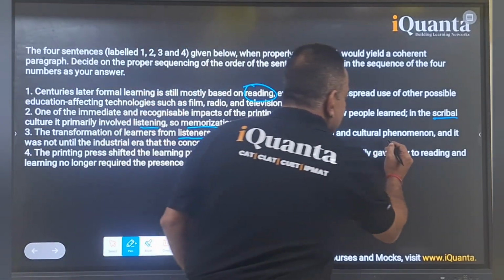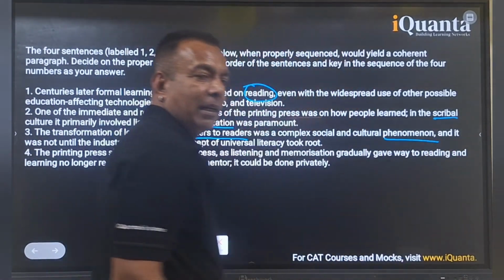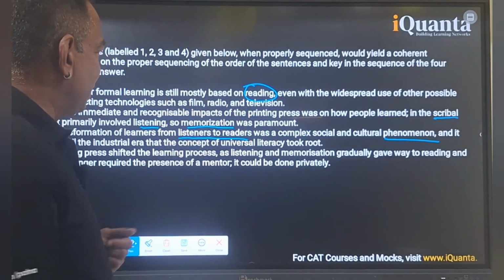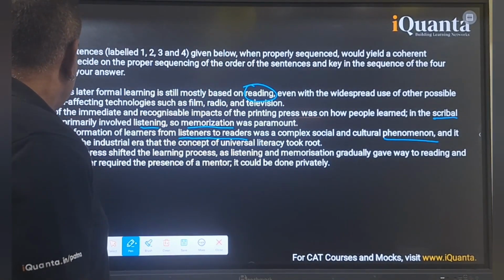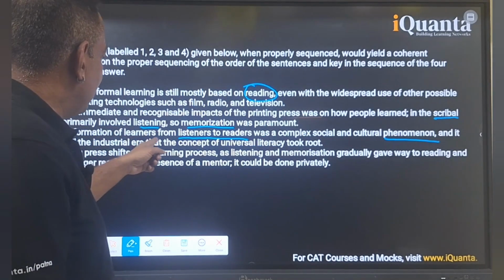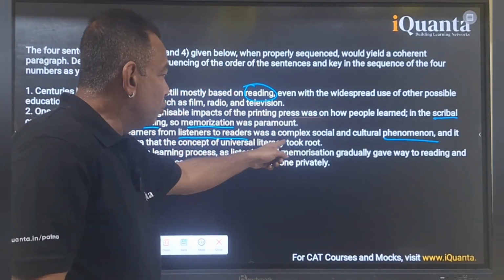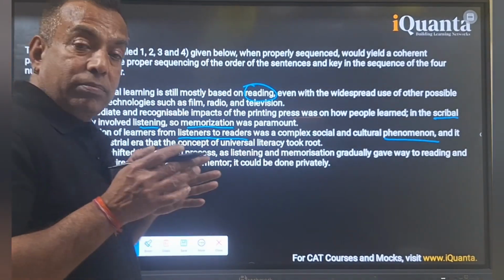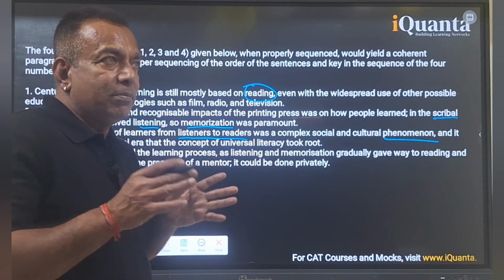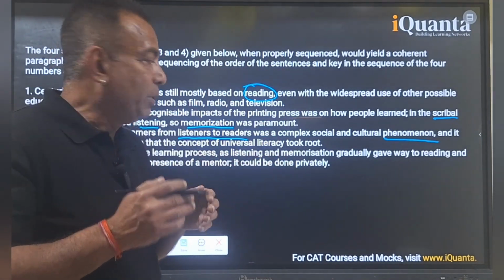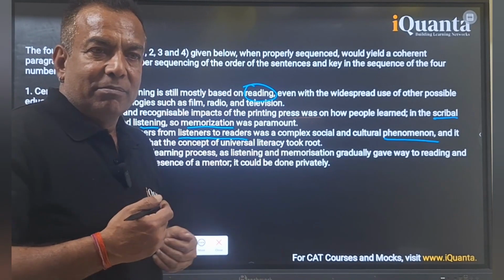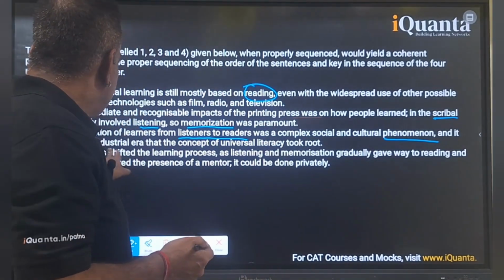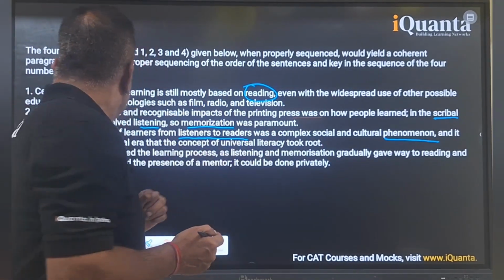Phenomenon is something that happens in nature or in society. Something happens, cultural phenomena that occurs. And it was not until the industrial era that the concept of universal literacy took root. So during the industrial era, the concept of literacy, that is, people being literate all over the place, and they were trying to learn, they were trying to gain knowledge. That was during the industrial era that it took root.